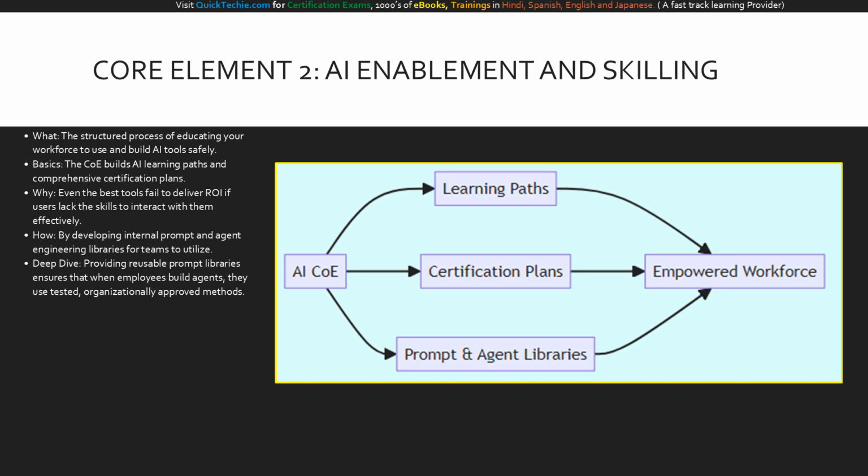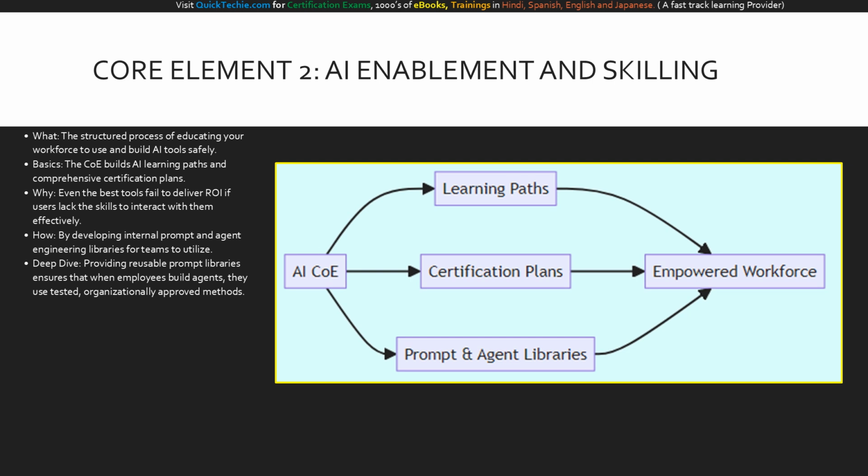The second core element is AI enablement and skilling. What is this? It's the structured process of educating your workforce to use AI tools effectively and safely. The basics involve the COE proactively building AI learning paths and certification plans for your employees. Why is this required? Because even the best AI platforms will fail to deliver return on investment if users don't know how to interact with them securely.